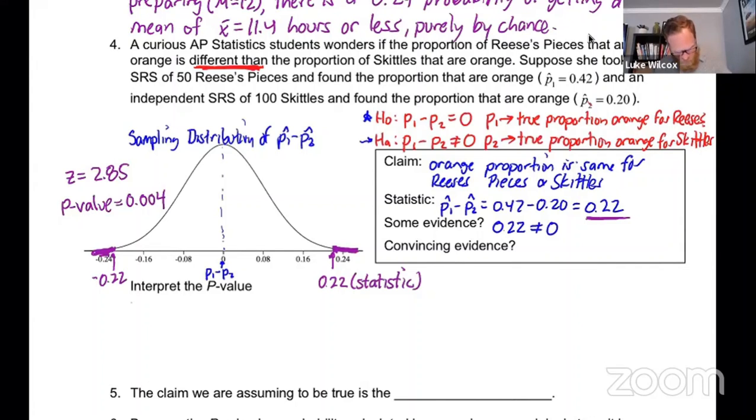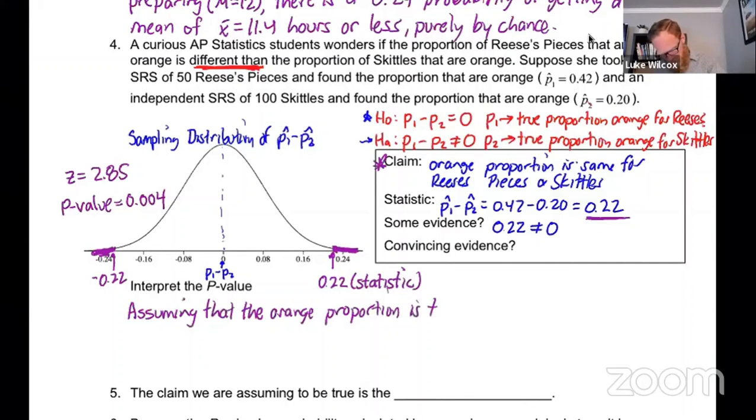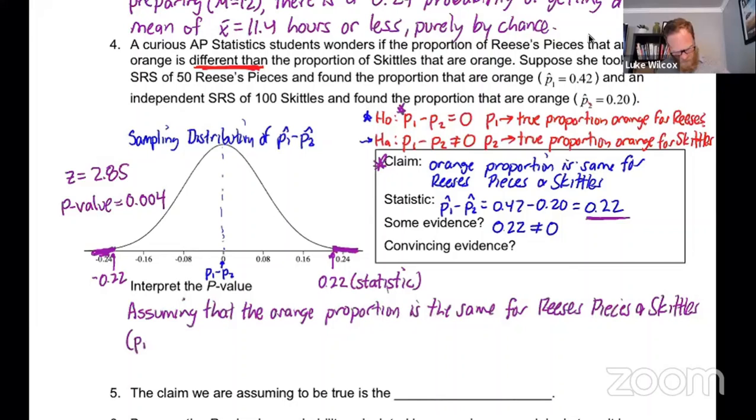So let's see if we can interpret. Same sort of setup as before. We need to start out with our assumption to be true. So what we assumed here was that the claim was true. So assuming that the orange proportion is the same for Reese's Pieces and Skittles. And then I'm going to put in parentheses the more formal way of saying that, which would be P1 minus P2 equals 0. And now let's get to the interpretation of the p-value.